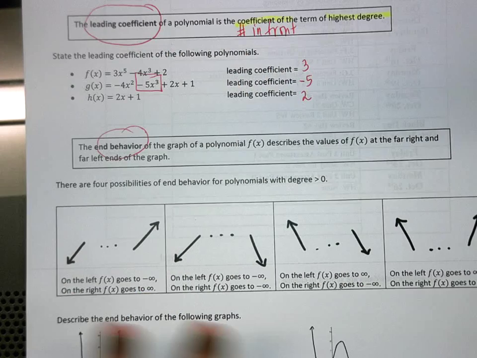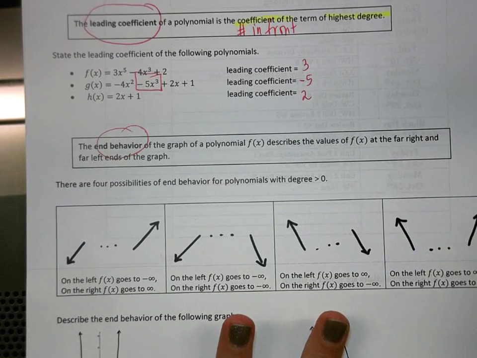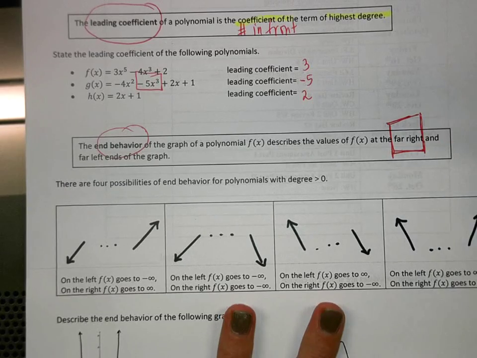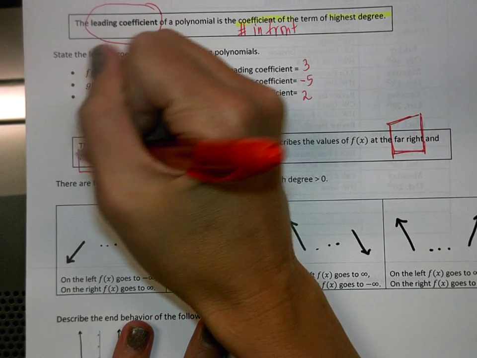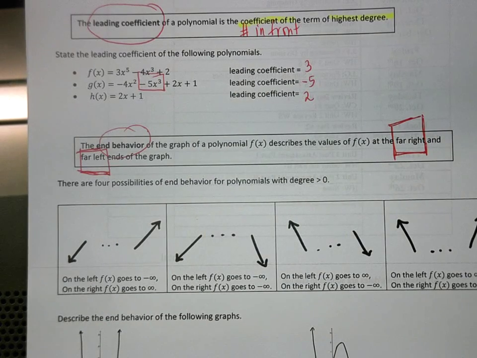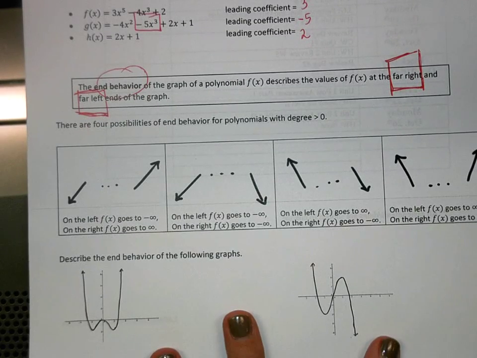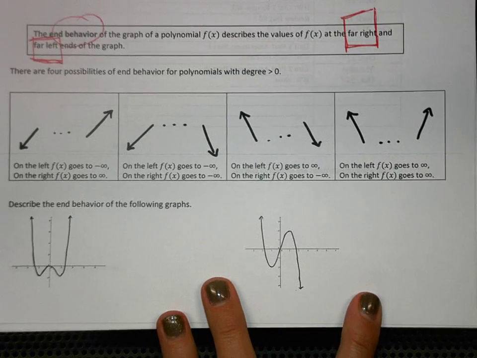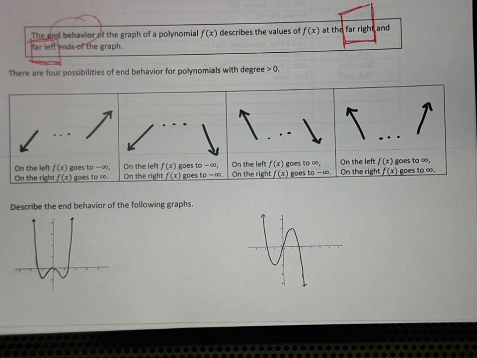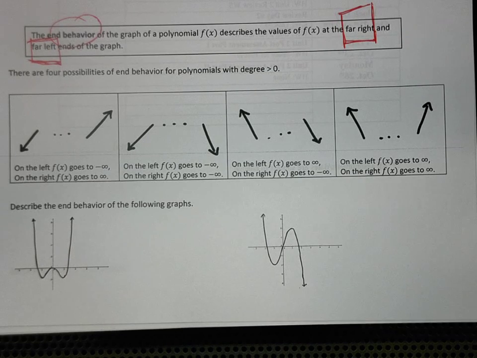The end behavior of the graph of a polynomial f of x describes the value of f of x at the far right and also the far left ends of the graph. There are 4 possibilities of end behaviors for polynomials with the degree greater than 0. Obviously, if you don't have a degree greater than 0, it's just like x equals 5. There is no variable with an exponent.